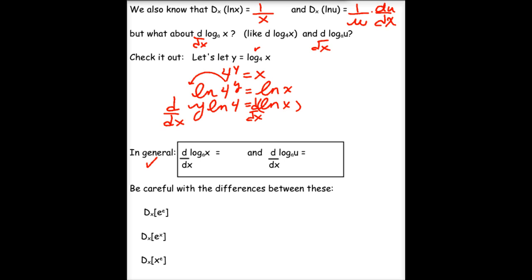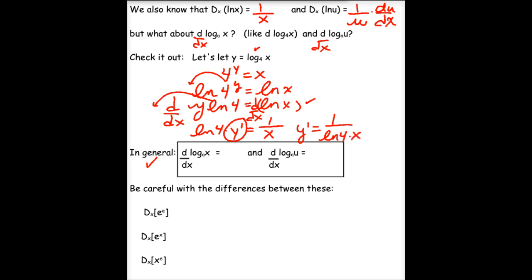Now what I've got is ln 4 is a constant. It comes out front. dy/dx is just y prime, or you can leave it as dy/dx, so I'm going to write it as y prime. So I actually get ln 4 times y prime is equal to the derivative with respect to x of the natural log function, which is 1 over x. Recall my goal is to solve for y prime. So when I divide both sides by the natural log of 4, I get y prime is equal to 1 over ln 4 times x.